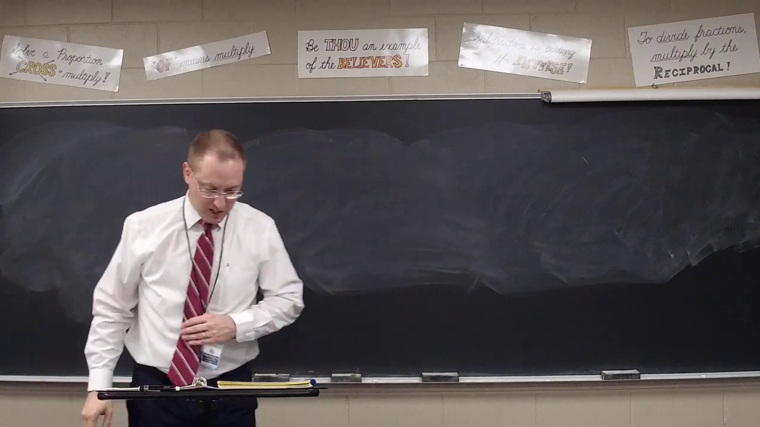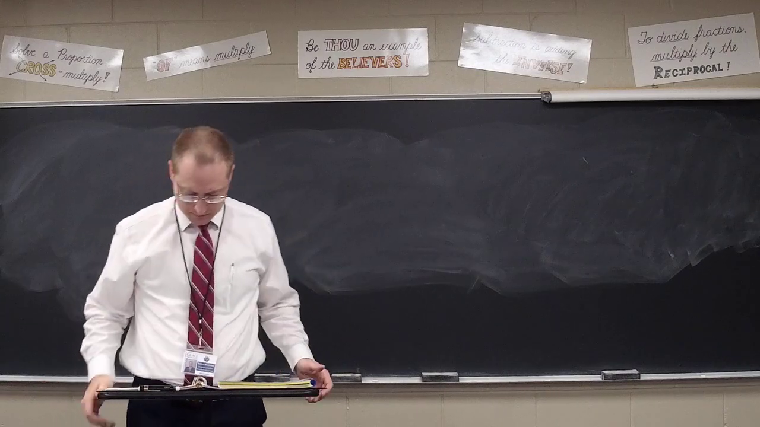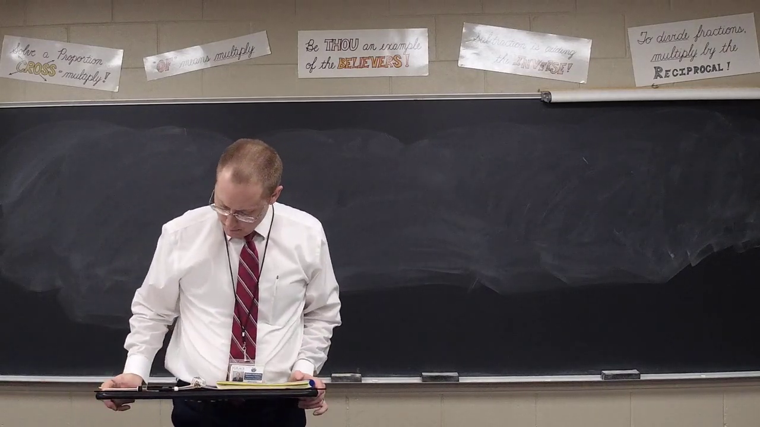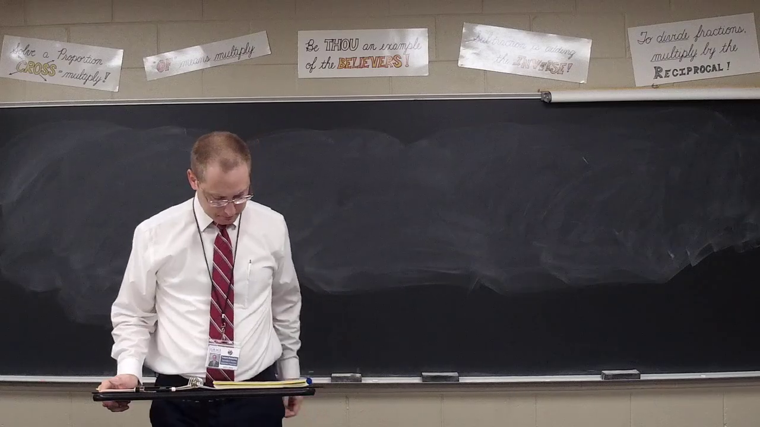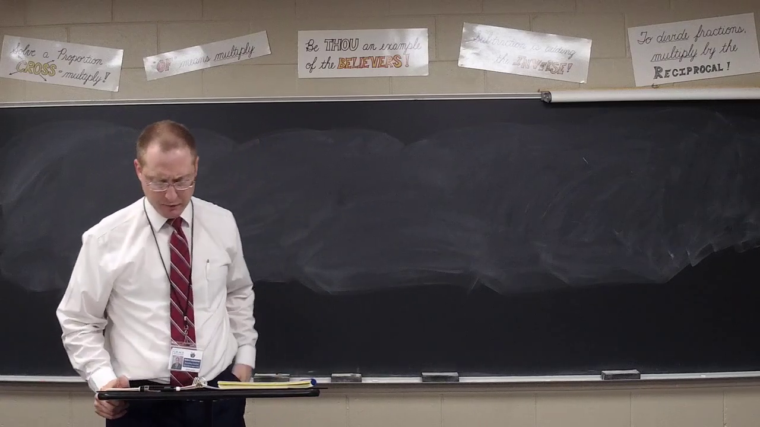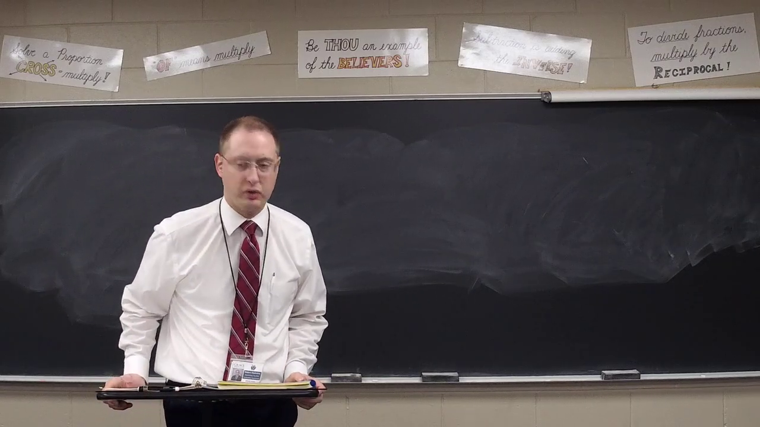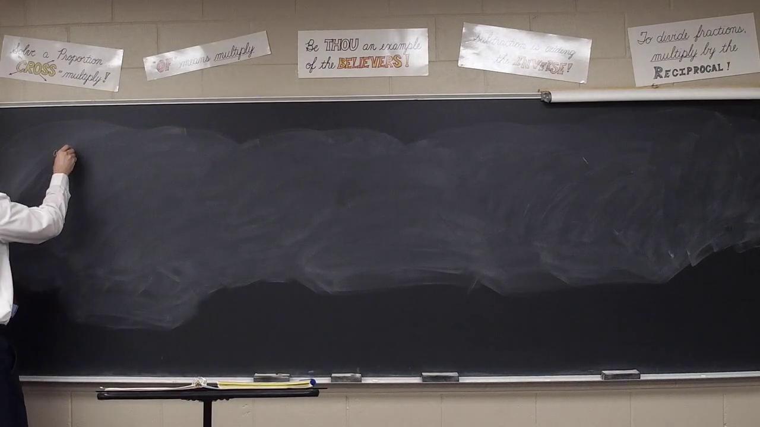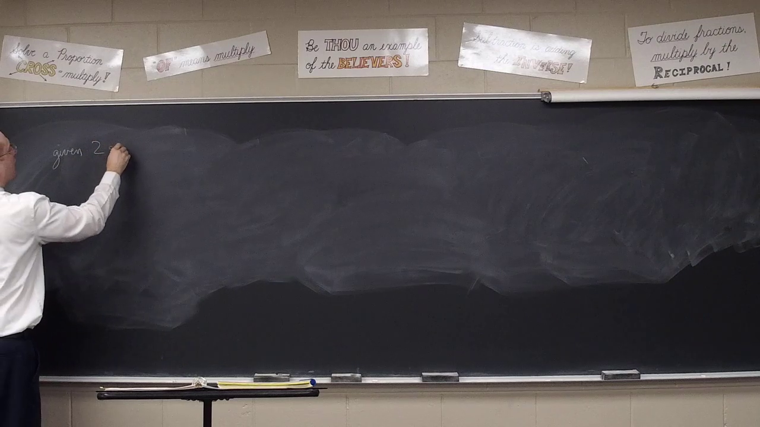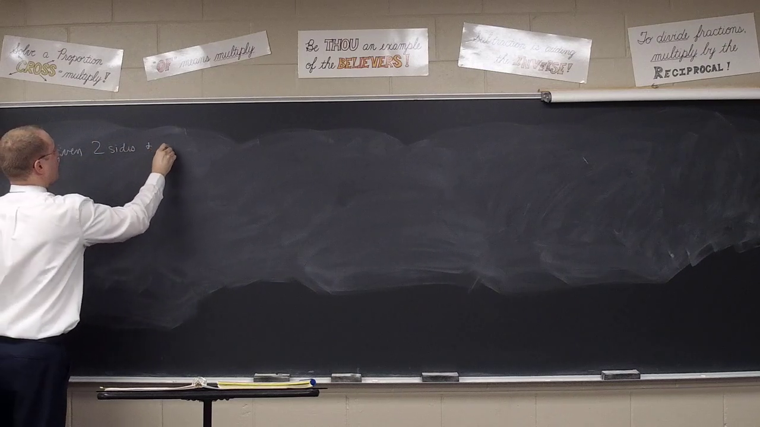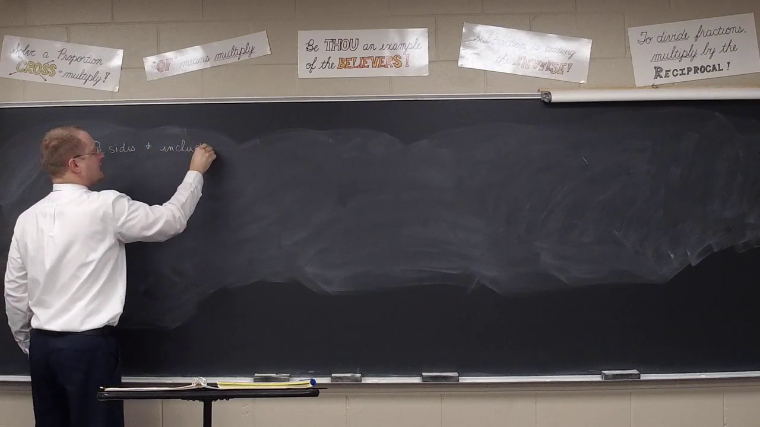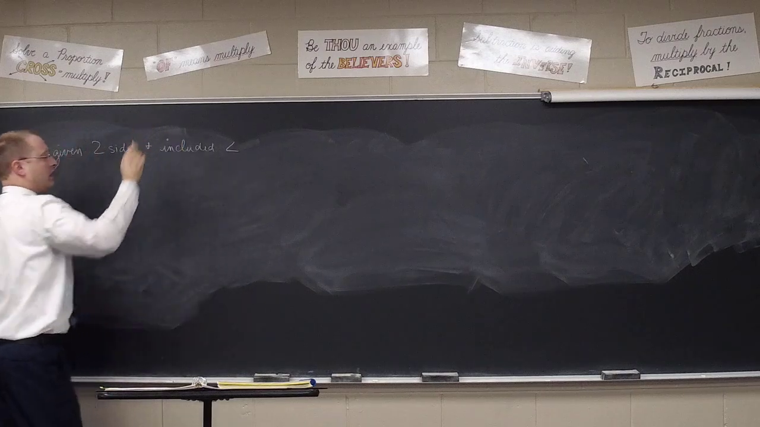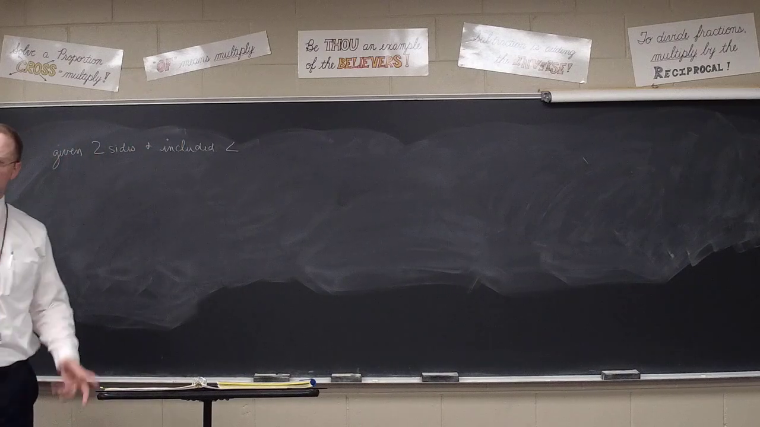Look in your books on page 163, if you would, please. There are a couple different ways we can draw triangles. We can draw a triangle if we are given two sides and what we call the included angle. The included angle. What does this term included mean?